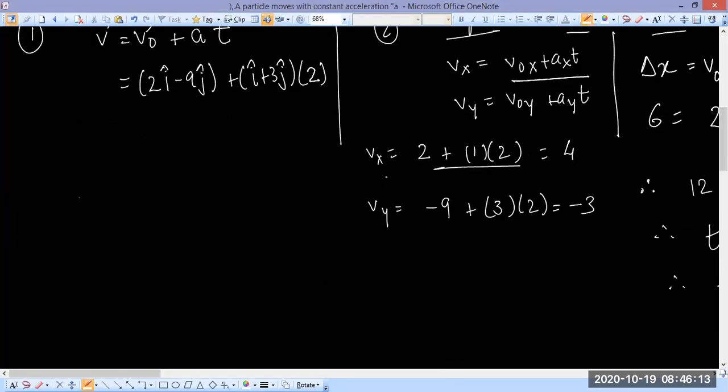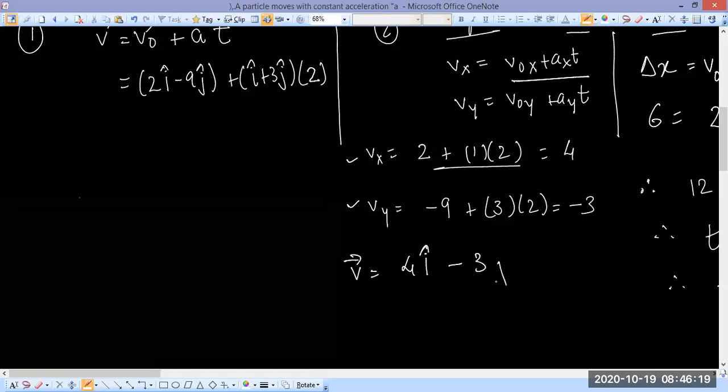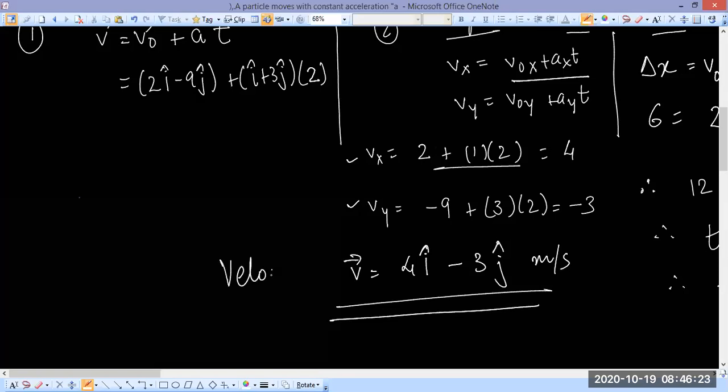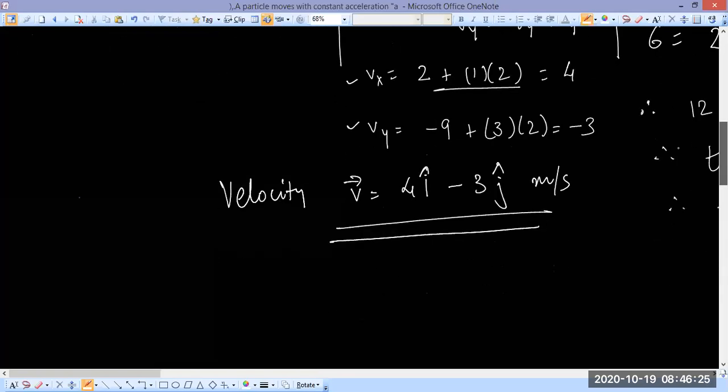Okay, so vx is 4, vy is 3. So velocity vector 4i caret minus 3j caret meter per second. This is velocity. And now speed. Good old 5 meter per second.